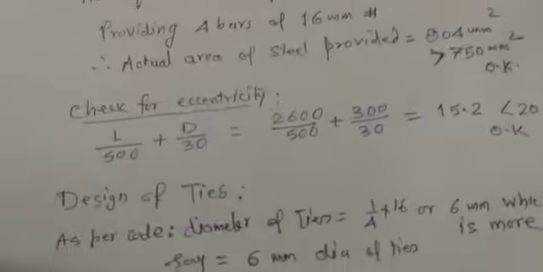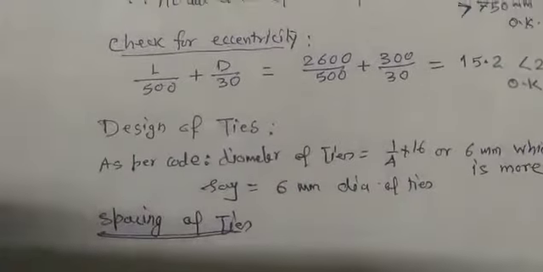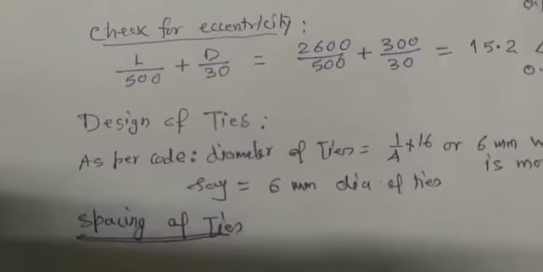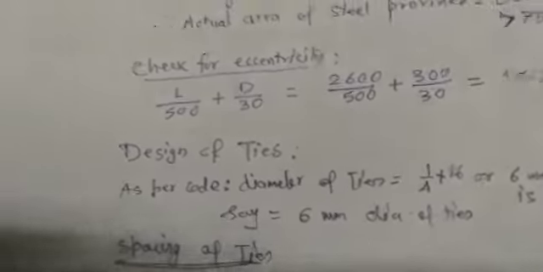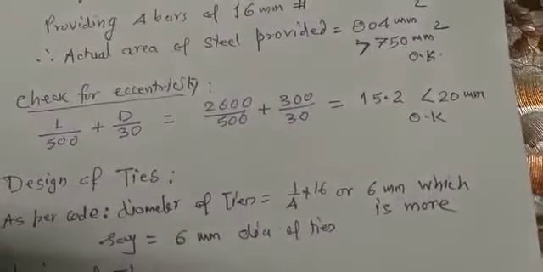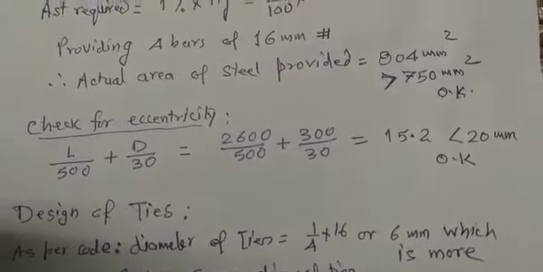Now, we will go for the next part, that is the design of the ties. Because the column buckles, we have to restrict that buckling and provide the ties. There are two conditions for the design of the ties. One is the diameter and another is the spacing of the ties. When we talk of the diameter, the condition is that it should be 1/4 of the diameter of a bar or 6 mm, whichever is greater.